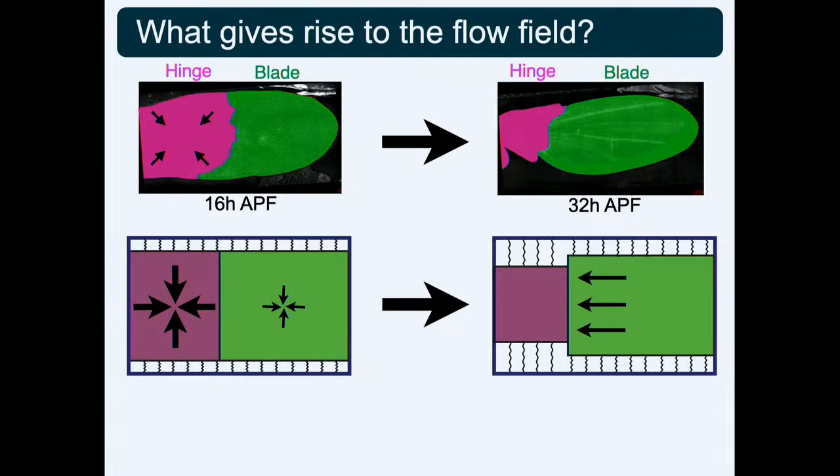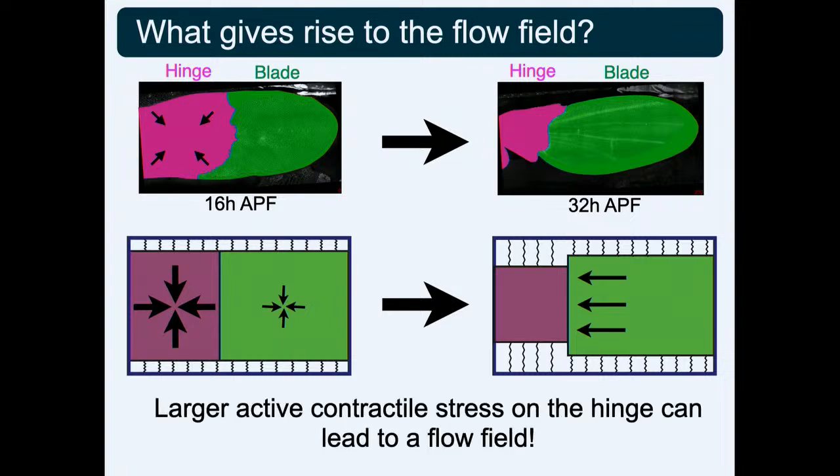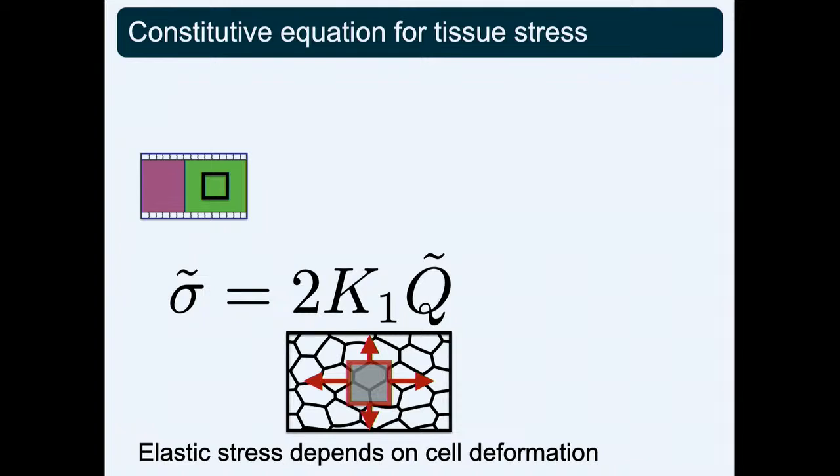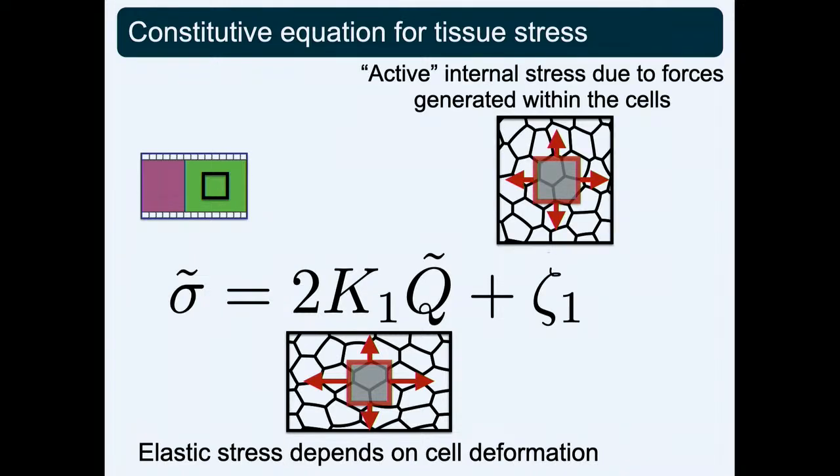Back? Oh, okay. Now, this is a hypothesis that you have more contractile active stress here than here. That needs to be verified, and the way to verify is, first of all, we write down a constitutive relation, and again, this is a constitutive relation using Onsager's reciprocity theorem.